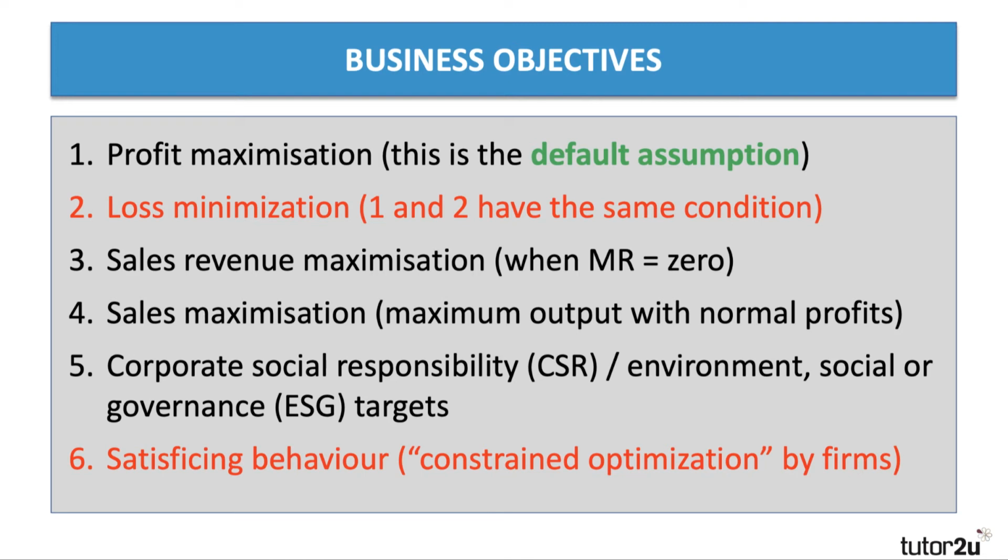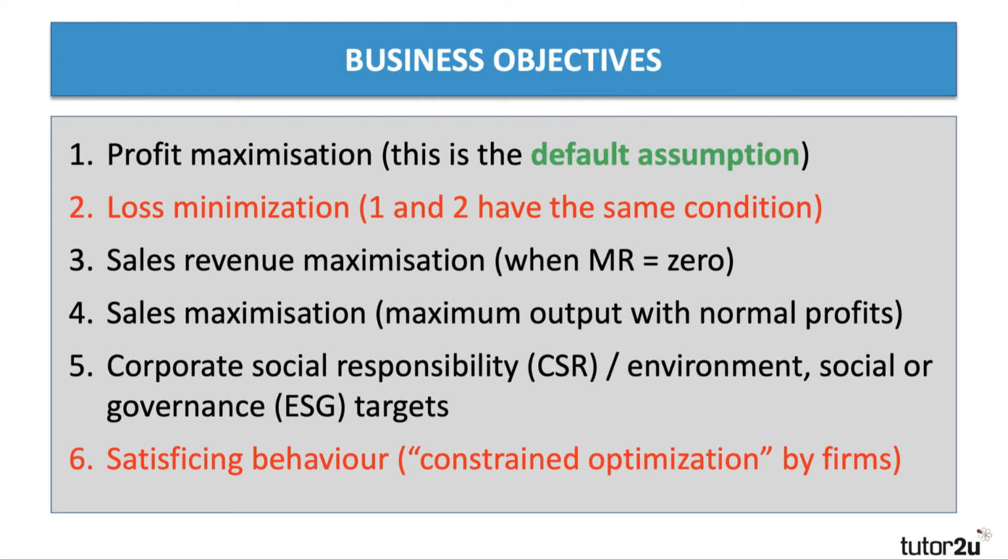A business might also be aiming not to maximise profit but to minimise a loss, and in fact 1 and 2 have the same condition. Alternatives to profit maximisation include sales revenue maximisation, when marginal revenue is 0, and sales maximisation, which is where a business is looking to achieve the highest possible output consistent with making at least normal profits.